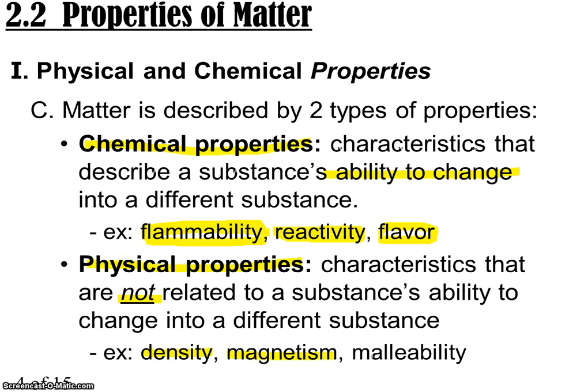Malleability is the ability to bend and roll and make something flexible. So a copper wire is malleable. When you bend and roll that wire, coil it up, for example, that does not change the copper into a different substance. So that is a physical property that would describe, for example, copper.